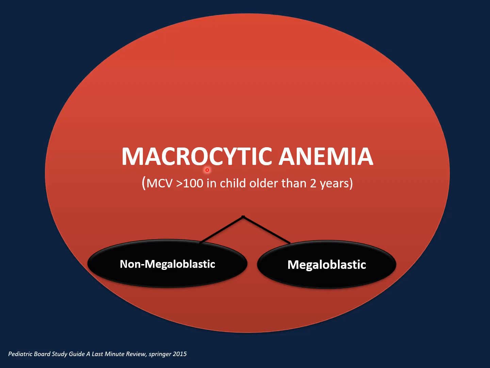We'll start a new section, macrocytic anemia. Macrocytic anemia means MCV more than 100 in a child older than 2 years of age. Very important to know that in newborn infants, normally the MCV will be more than 100. So if you see an MCV in a newborn of 110, for example, this is normal for age. We also have to know that macrocytic anemia can be megaloblastic or non-megaloblastic. Megaloblastic, the cause will be folic acid or B12 deficiency, and non-megaloblastic has other causes.